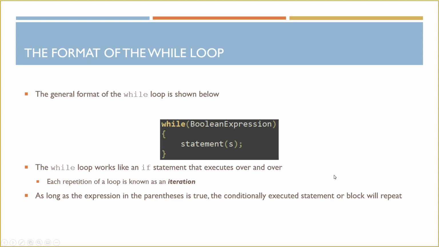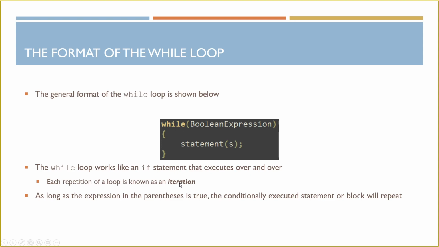So what does a while loop look like? The general format looks something like this. This is just a screenshot I pasted in. So we have the while keyword, and then in parentheses we'll have our Boolean expression, just like an if statement, right? In an if statement we have the if keyword, and then we have our expression in parentheses. Same thing with the while loop. Then we'll have our curly braces, and any statements that we want executed will be inside the curly braces or inside the while loop body. The while loop works like an if statement that executes over and over again.